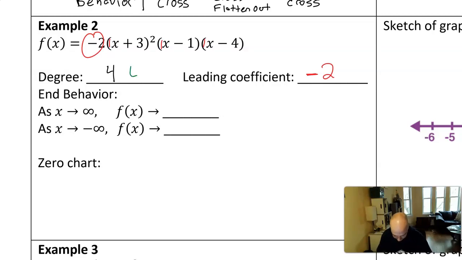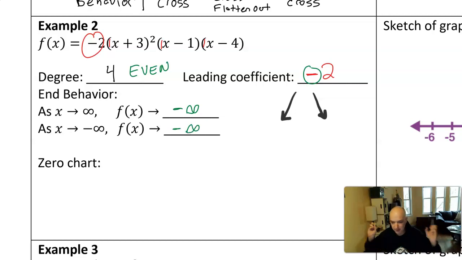So specifically for degree, we have an even degree, but a negative leading coefficient. We'll just circle that, which means that our end behavior is going to be down to the left and down to the right. So formally, I'll write as x approaches infinity, f of x approaches negative infinity, and as x approaches negative infinity, f of x also approaches negative infinity. That's saying going to the left and right, the graph is going down.